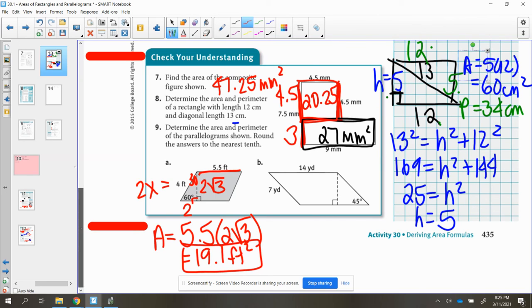Now, we also can find the perimeter on that one because it did ask for both area and perimeter. For the perimeter, we would end up adding 5 plus 5, 5.5 plus 5.5 plus 4 plus 4, and that's going to end up being a total of 19.